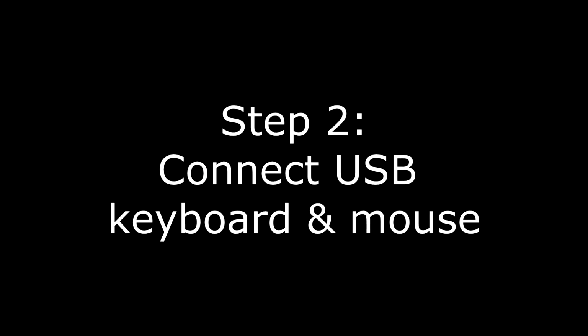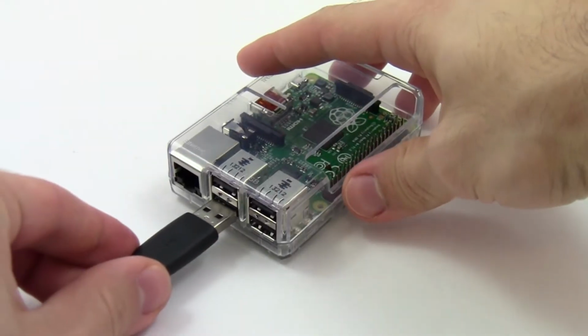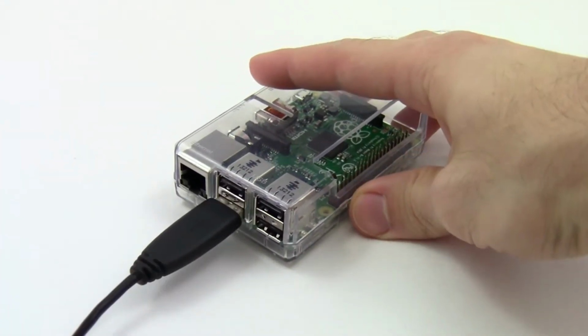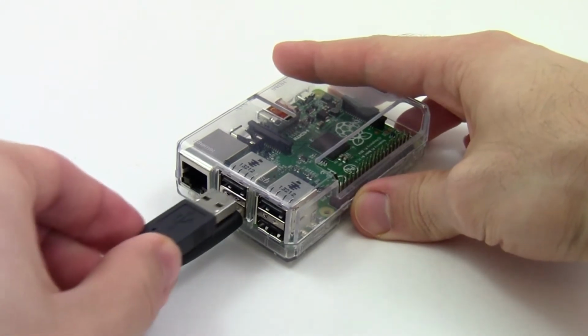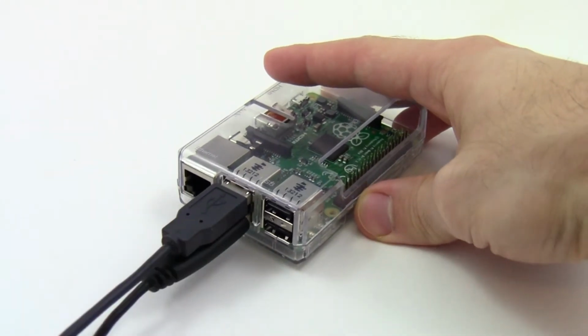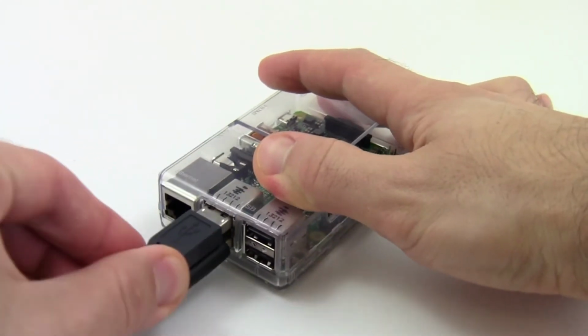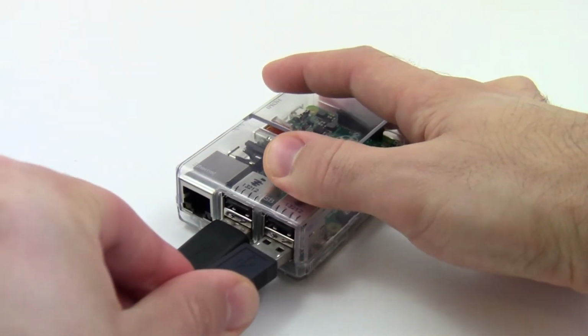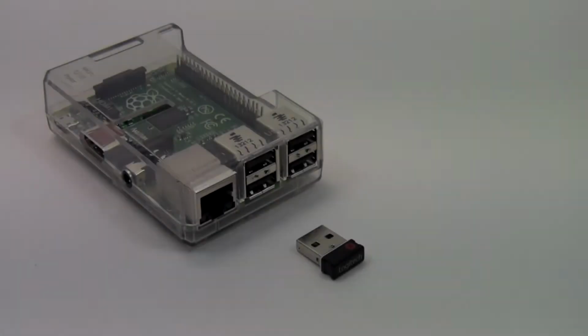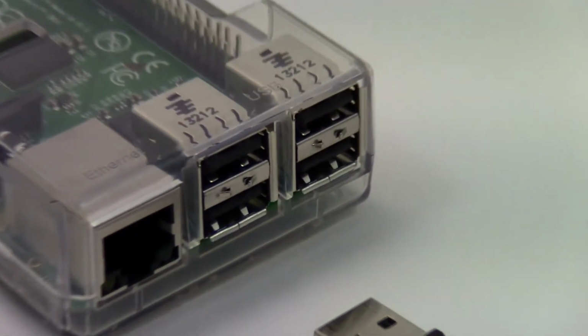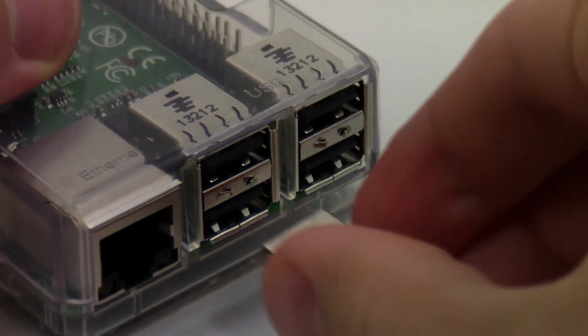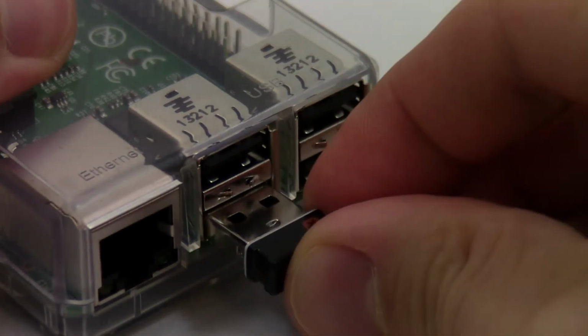Next, it's time to connect your USB keyboard and mouse. If you have a keyboard and mouse with separate USB cords, just plug them into any two of the four USB ports. It doesn't matter which of the four ports you use. For example, you could plug them in above each other like this, or next to each other like this, and it doesn't make a difference. If you're using a wireless keyboard and mouse with a separate USB dongle, just plug the USB dongle into any of the four USB ports.